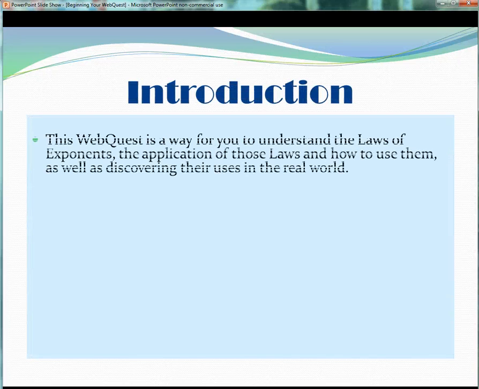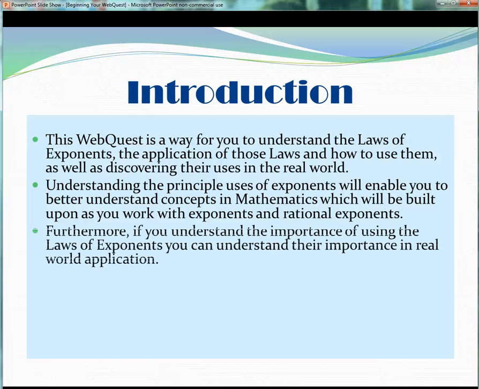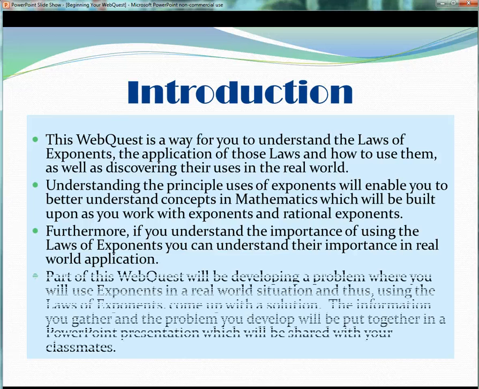Introduction. This WebQuest is a way for you to understand the laws of exponents, the application of those laws, and how to use them, as well as discovering their uses in the real world. Understanding the principal uses of exponents will enable you to better understand concepts in mathematics which will be built upon as you work with exponents and rational exponents. Furthermore, if you understand the importance of using the laws of exponents, you can understand their importance in real-world application.